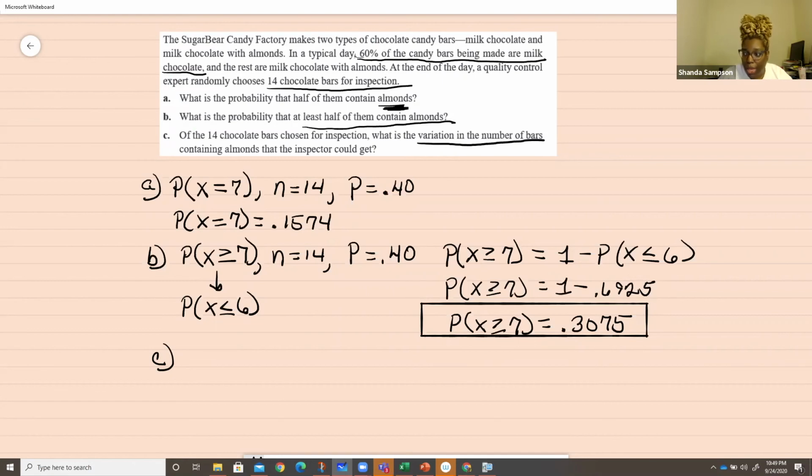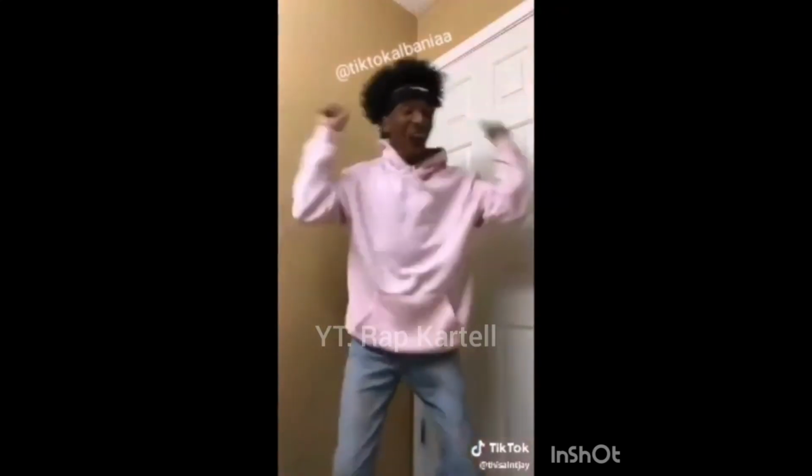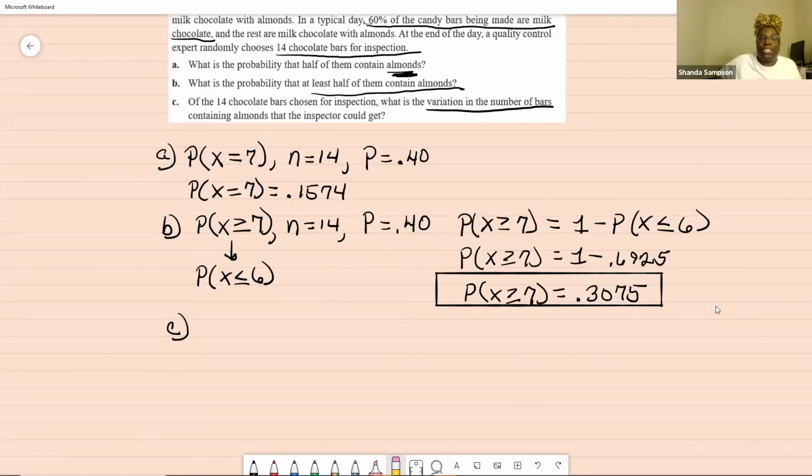Variation. How do we find variation? You don't know? Okay, so let's do C. Of the 14 candy bars chosen for inspection, what is the variation in the number of bars containing almonds that the inspector can get, right? So when you finish, your answer should be a number of bars.